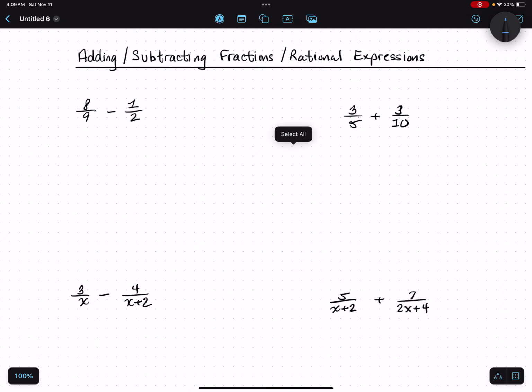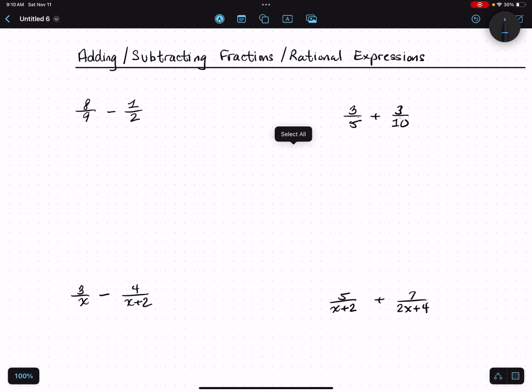Hello there, and in this video we're going to continue our look at adding and subtracting fractions, or what we like to call rational expressions. But this time we'll focus on the expressions when they have different denominators. And remember that with numerical fractions, like these first two listed here, we need to find a common denominator. So that's going to extend to regular expressions. So let's just take a look at how to do these two.